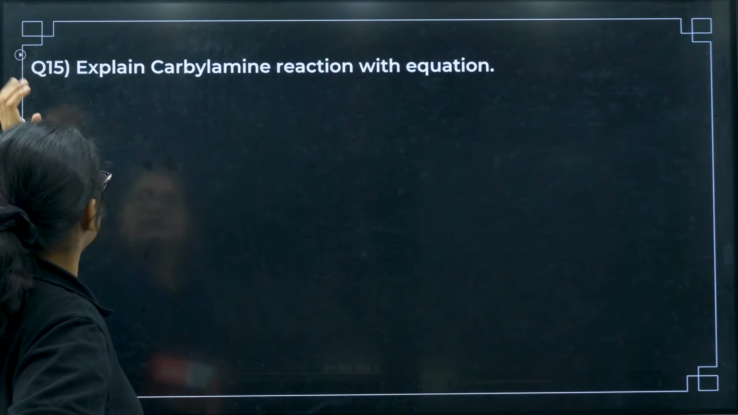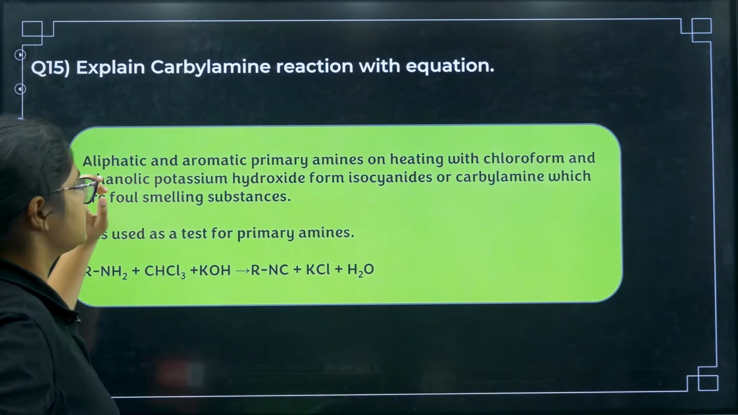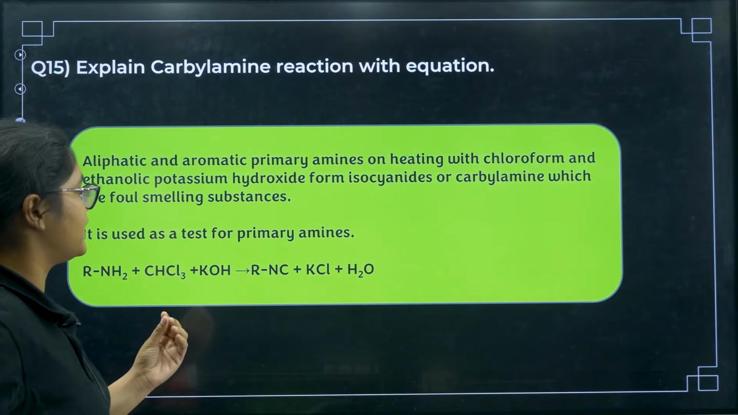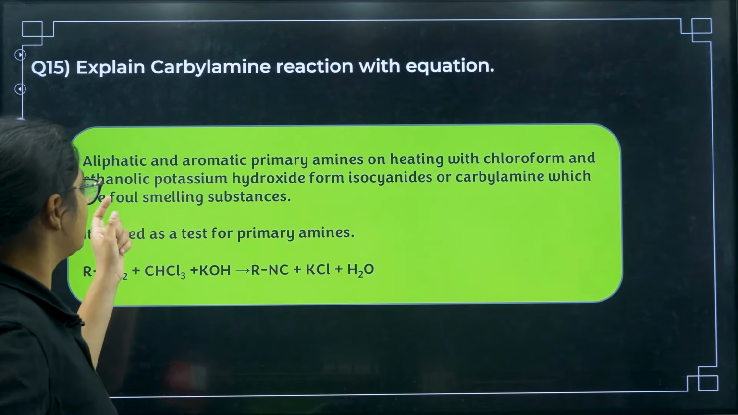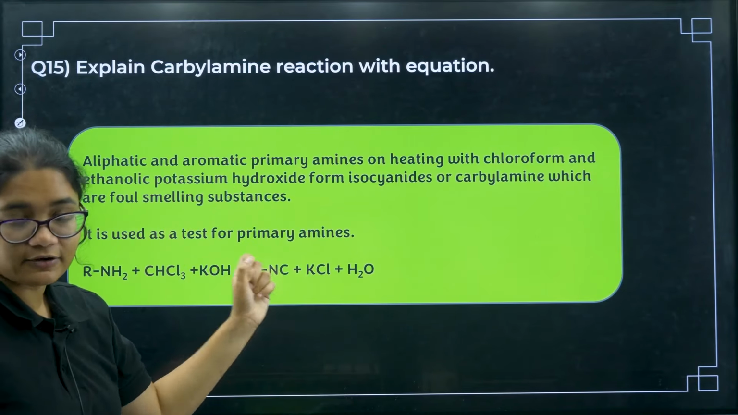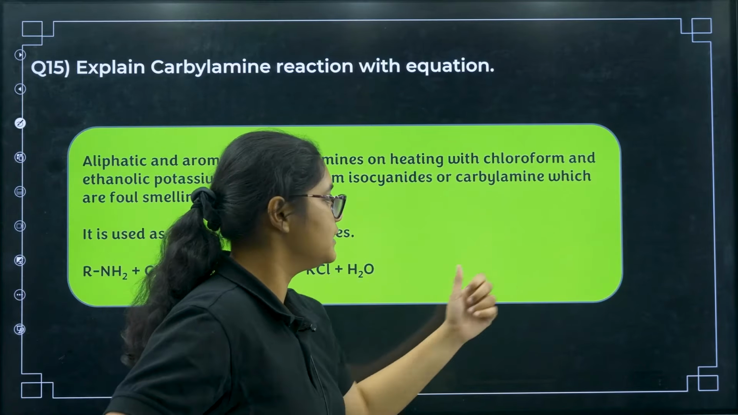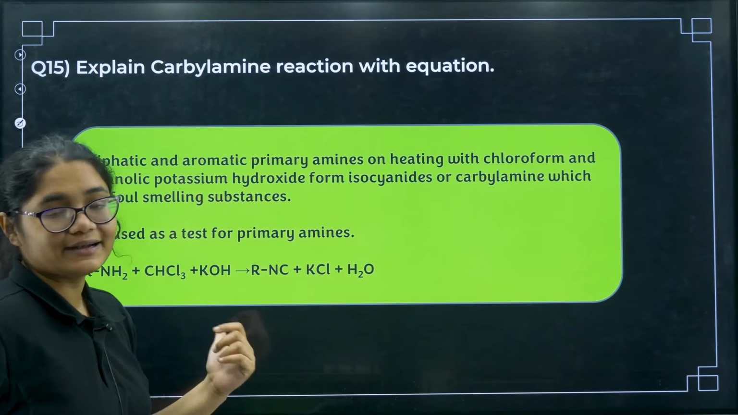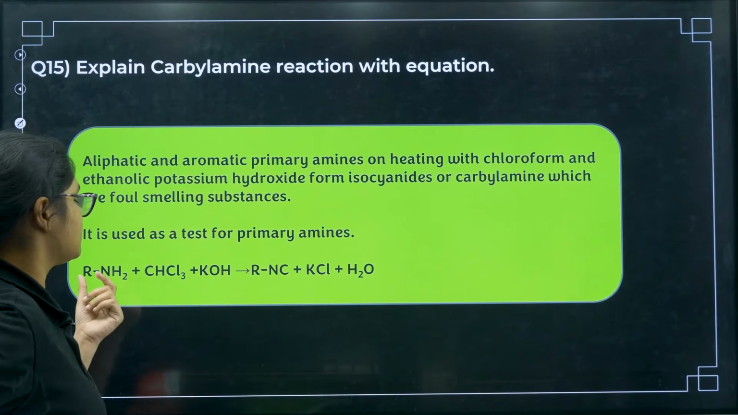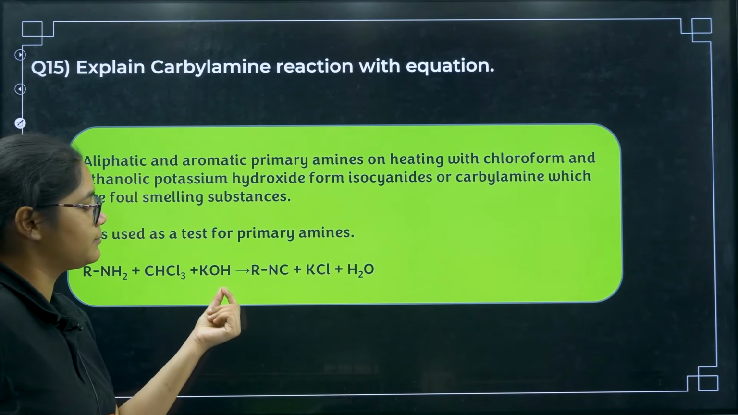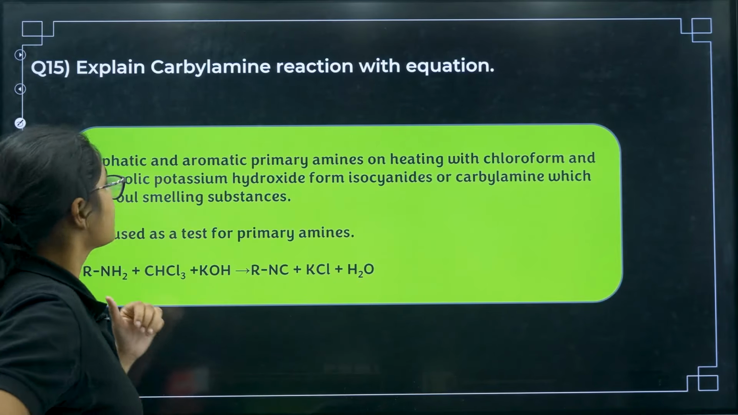Okay. Next, explain carbylamine reaction. This is a very simple reaction. Aliphatic or aromatic primary amines on heating with chloroform and ethanolic potassium hydroxide form isocyanide, or we can call it carbylamine, which is a foul smelling substance. It is used as a test for primary amines. So RNH2 plus CHCl3 plus KOH gives RNC plus KCl plus water.